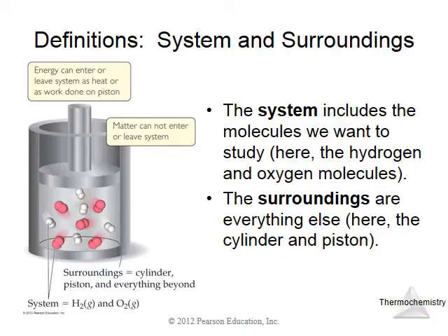Now we are going to define what is called system and surroundings. System is that part where you are focusing your attention. Say you are looking at this container where you have gas molecules. So I'm focusing only on that container, and that's why that's the system. And everything else outside would be surroundings.